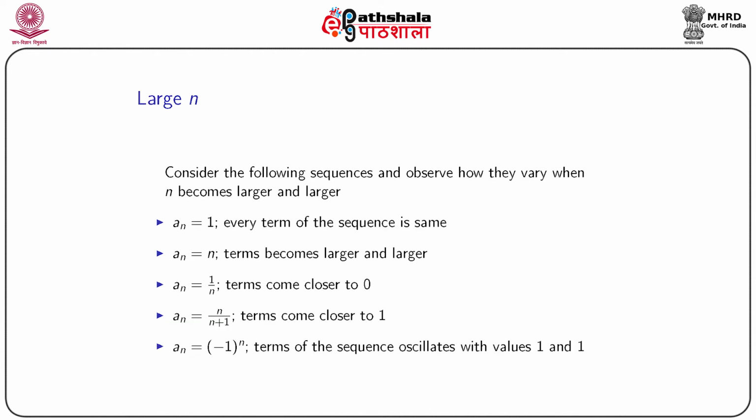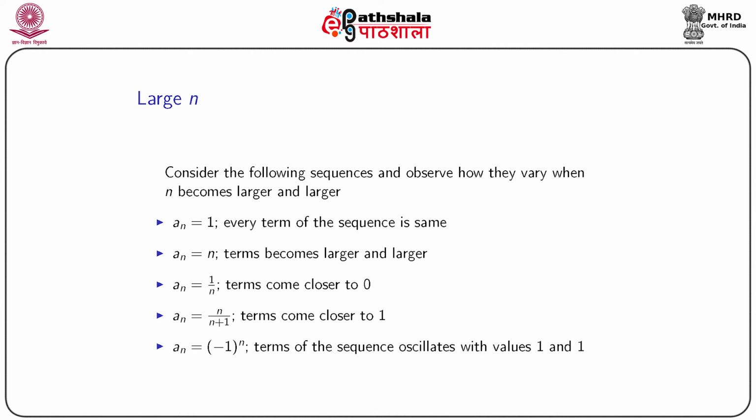Once we define the sequence of real numbers or sets or functions, the next job is to see the behavior of the sequence when we vary n. What will happen if n becomes larger and larger? So we'll start with a few examples. First, consider the constant sequence, a_n equals 1. Even if I increase n, all the terms of the sequence will be the same. So we call it a constant sequence. Now if we take a_n as n, then if n becomes larger and larger, a_n will become larger too, because a_n is just n.